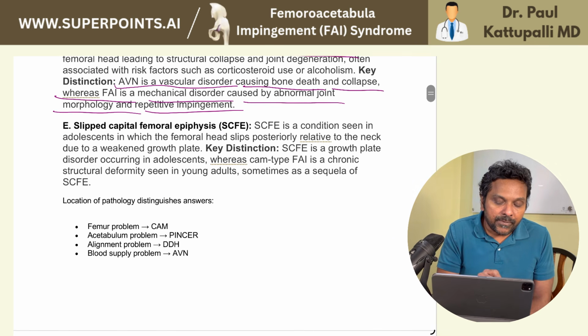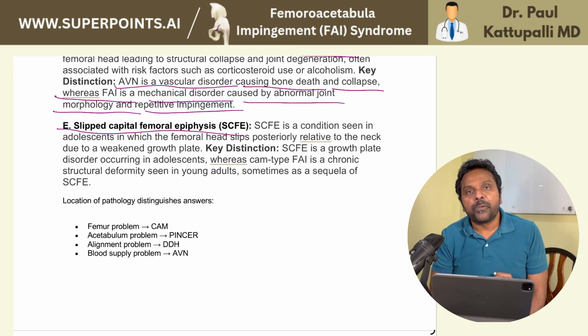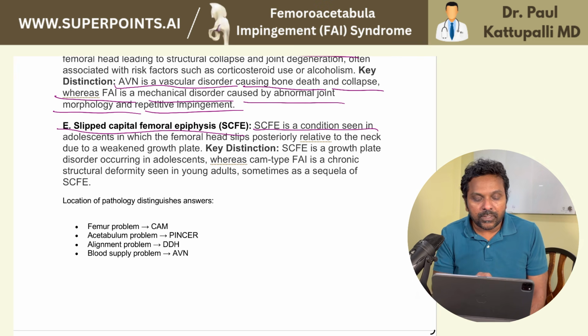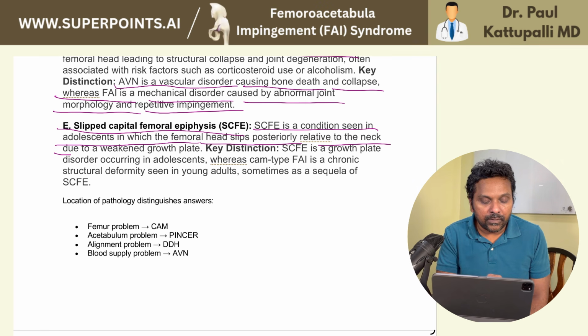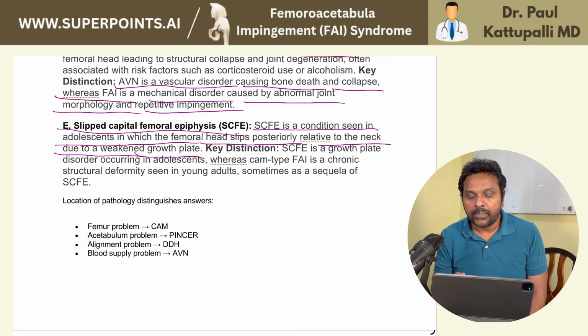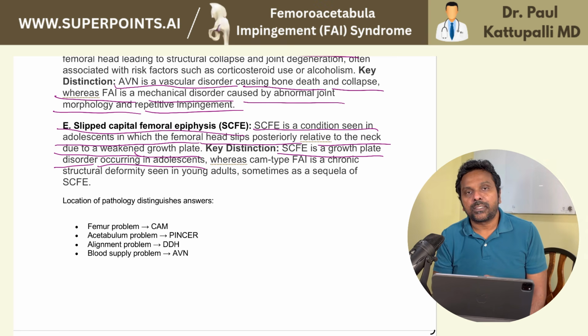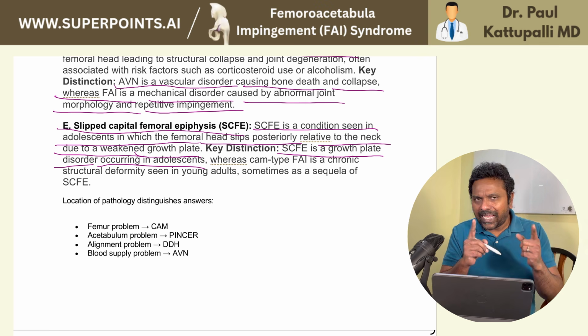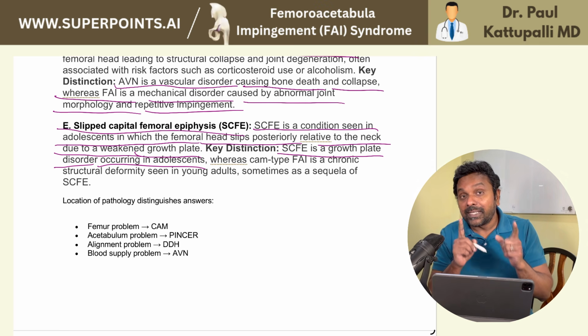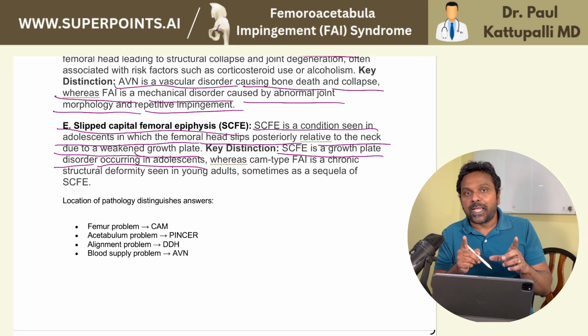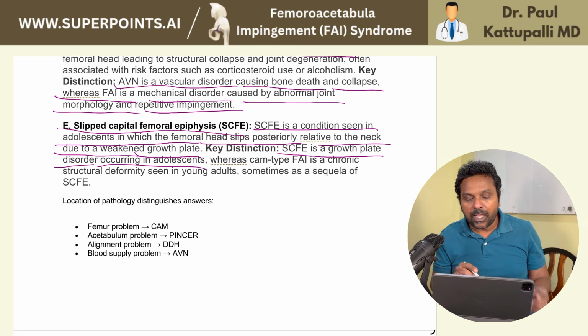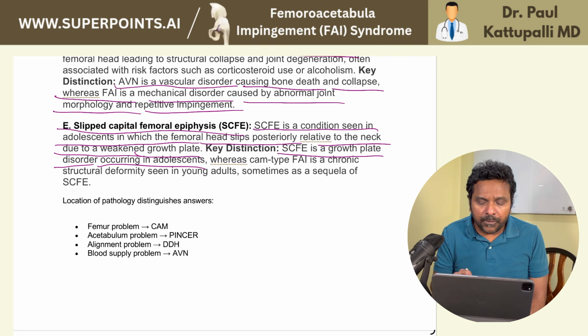Then why not SCFE, slipped capital femoral epiphysis? SCFE is a condition seen in adolescents in which the femoral head slips posteriorly relative to the neck due to a weakened growth plate. SCFE is a growth plate disorder occurring in adolescents. All right, it's a growth plate disorder, but there is a connection, and we are going to have an entire question on that connection between SCFE and CAM coming up after this. CAM type FAI is a chronic structural deformity seen in young adults.